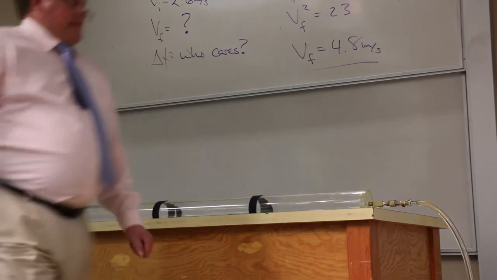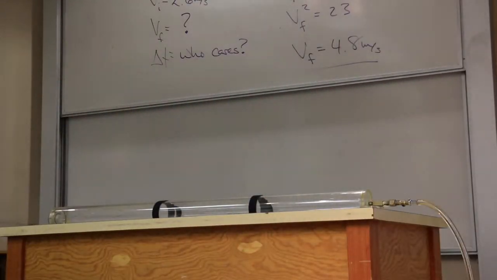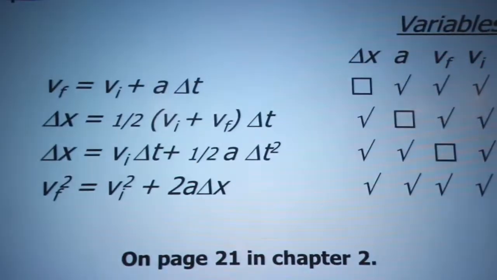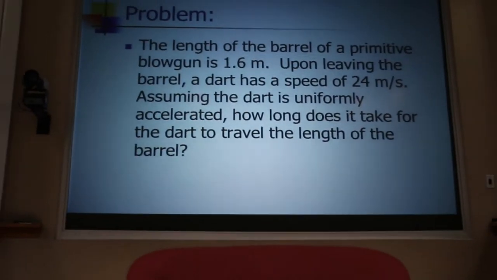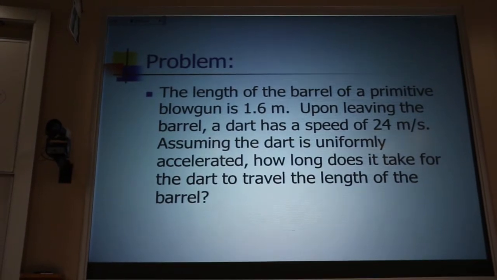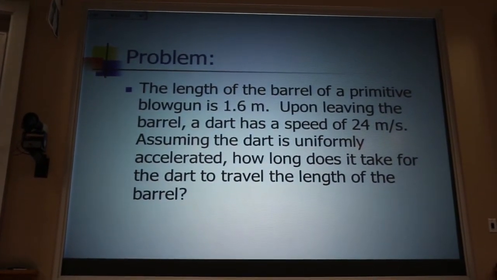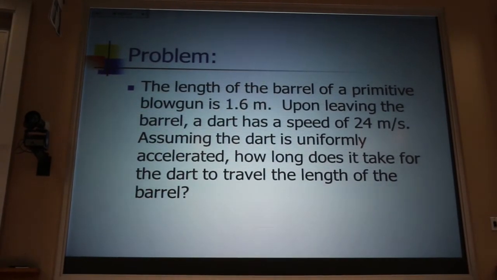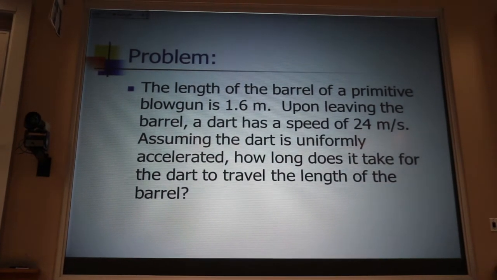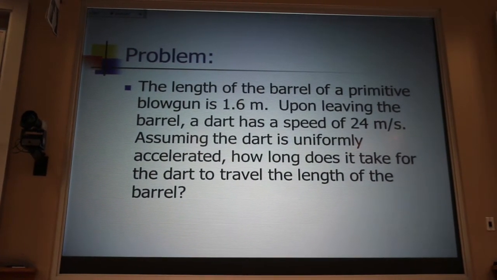Okay, let's try another one. This time I'll give you enough time to solve it yourself. The length of the barrel of a primitive blowgun is 1.6 meters. Upon leaving the barrel, a dart has a speed of 24 meters per second. Assuming the dart is uniformly accelerated, meaning we can use these kinematic equations, how many seconds does it take for the dart to travel through the length of the barrel?